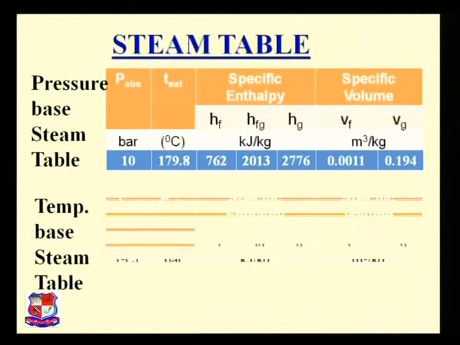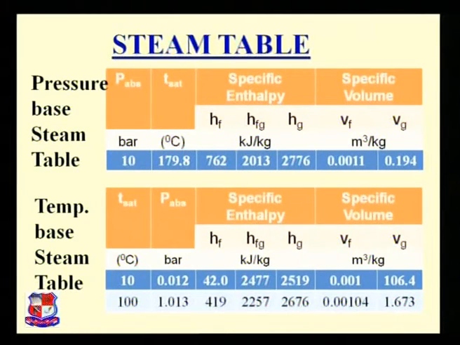The other kind of steam table is the temperature based steam table, in which the first column is T set, and if we know the saturation temperature, we can find out the other values like absolute pressure, specific enthalpy and specific volume. Friends, most commonly, we are going to use the pressure based table only. Sometimes, at one or two places only, we have to use the temperature based steam table.